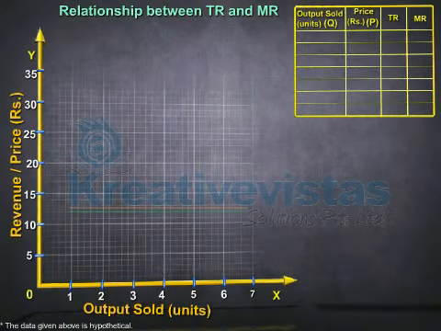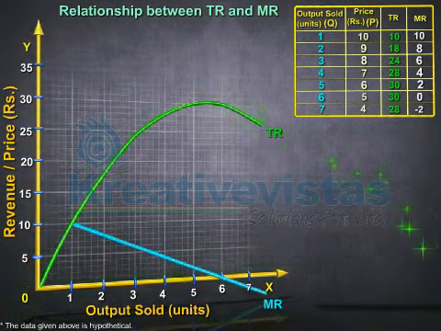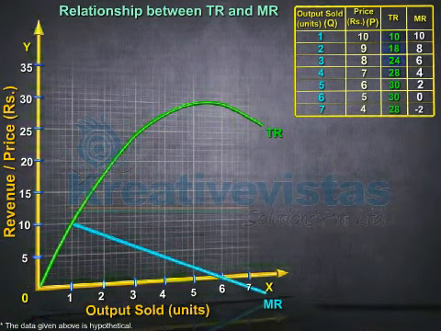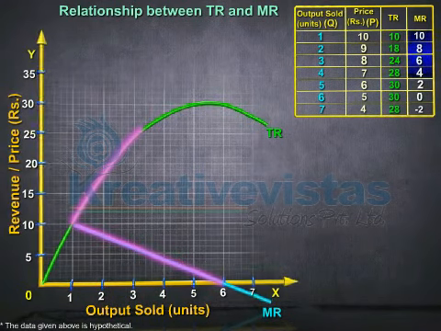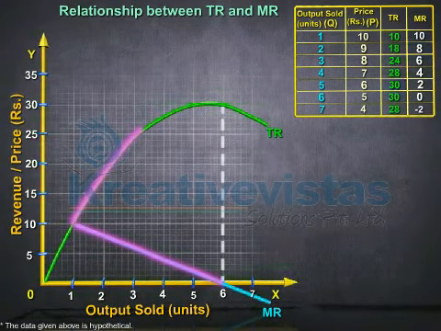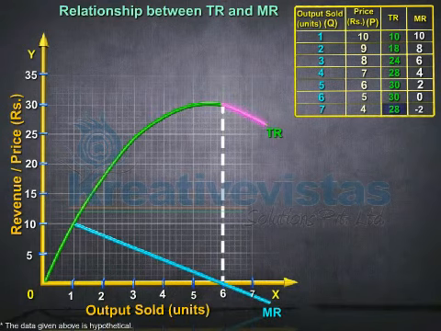You will be interested in knowing the relationship between marginal revenue and total revenue. When total revenue is increasing at a diminishing rate, marginal revenue falls but remains positive. When total revenue is at its maximum, marginal revenue becomes zero at that level of output. When total revenue starts declining, marginal revenue becomes negative.